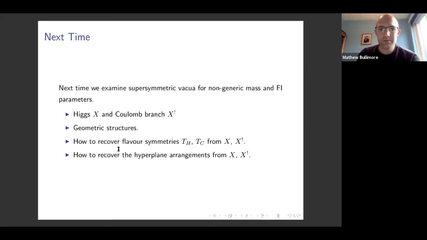In particular, I'll also explain how you can reformulate everything we've done so far from the point of view of the geometry and topology of these spaces. So how to recover flavor symmetries from the geometry and topology of these spaces, and how to recover these hyperplane arrangements from those spaces as well. Okay, so let me finish there and see if there are some questions.